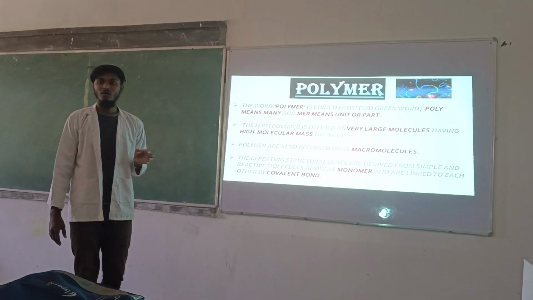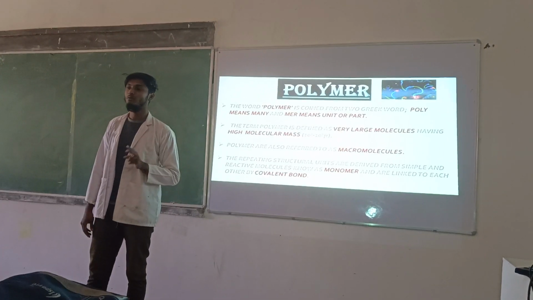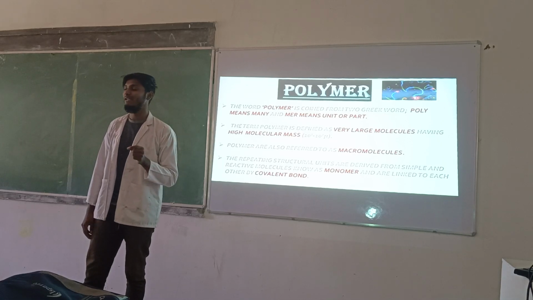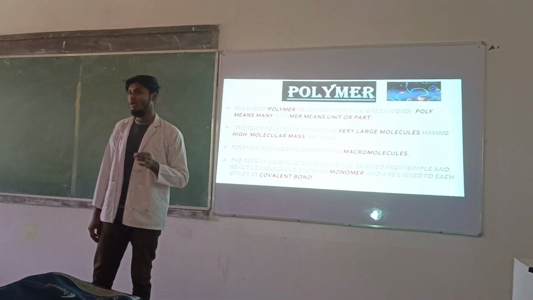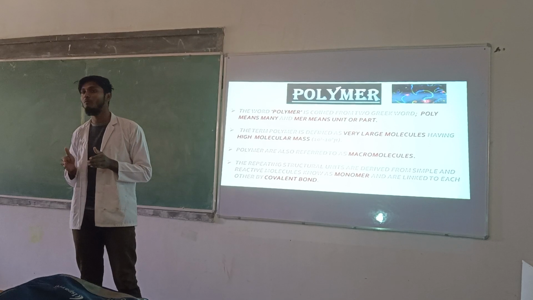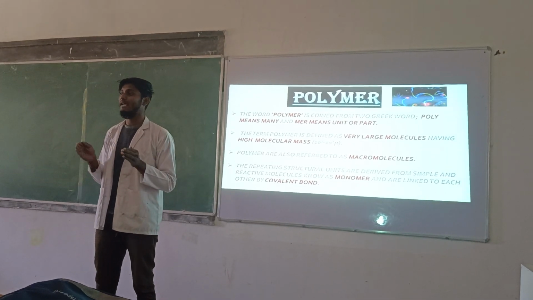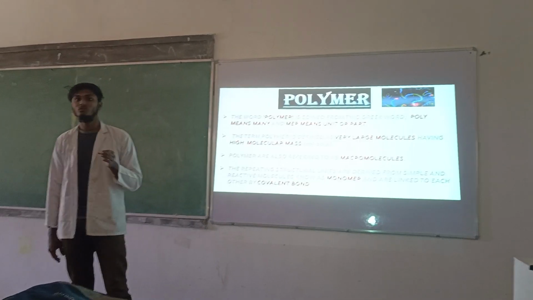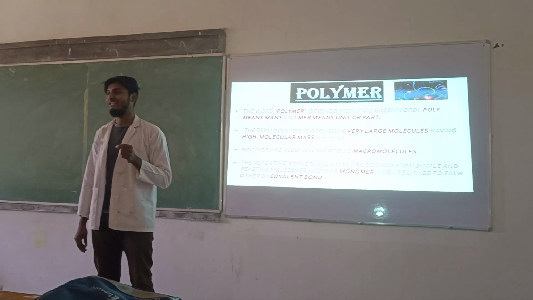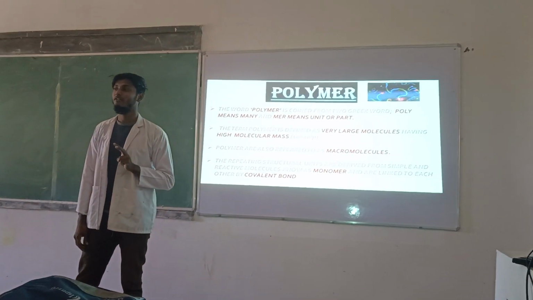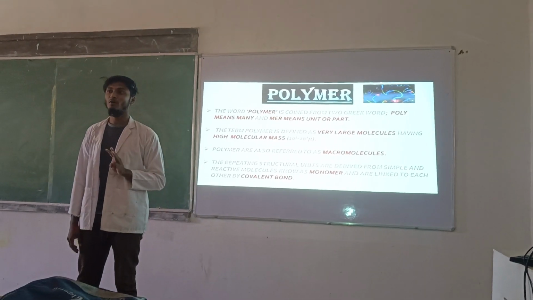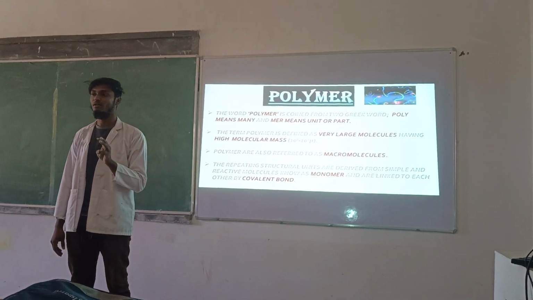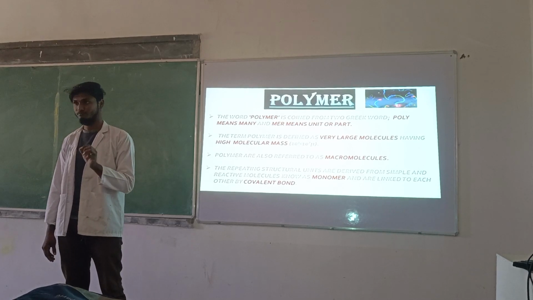What is a polymer? Polymer is a word derived from two Greek words. Poly means many and mer means unit. Polymer is formed by monomers. When n numbers of monomers combine together, it forms a polymer, and the process involved is called polymerization. If two monomers are involved, it is called a dimer. If three monomers are involved, it is called a trimer.